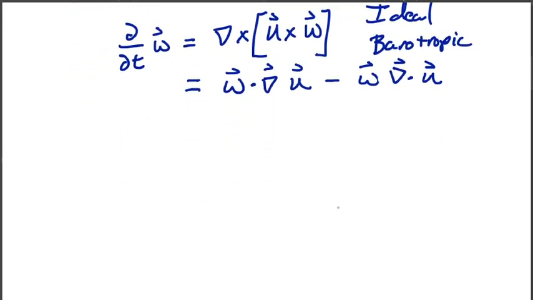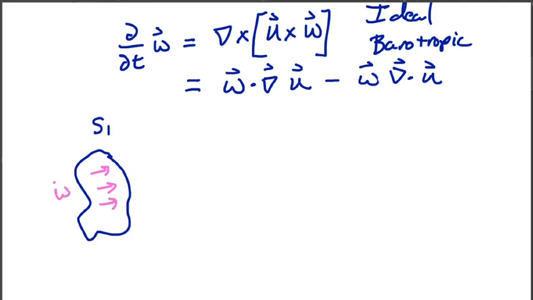Let's start by considering our flow and some surface in our flow. We'll call this S1. And at our surface S1, there's vorticity in our flow. Here's our vorticity vector, omega. At that surface, there's also a flux, and the flux of vorticity is given by our omega vector dotted with our surface.